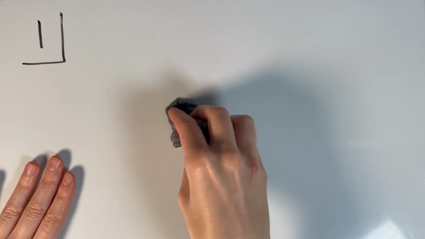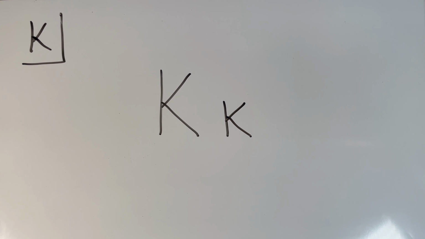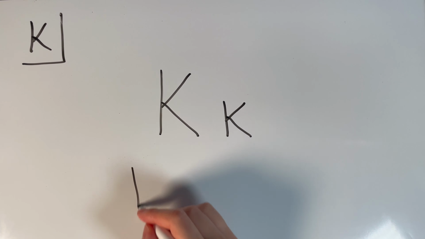Then we have k, again the same as in the Latin script. The lowercase letter is slightly different. It looks exactly the same as the uppercase one. And the example word would be keks, which is cookies or biscuits, actually.